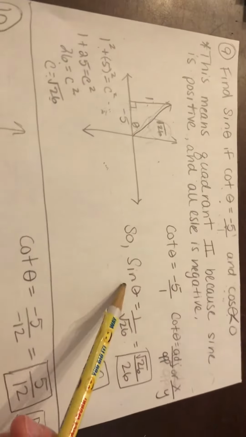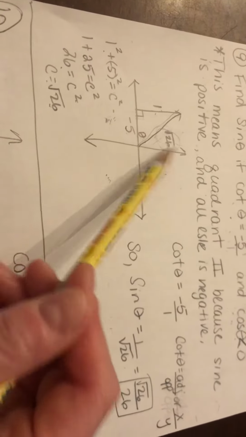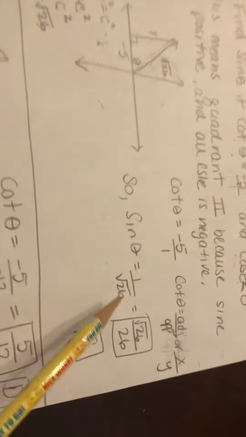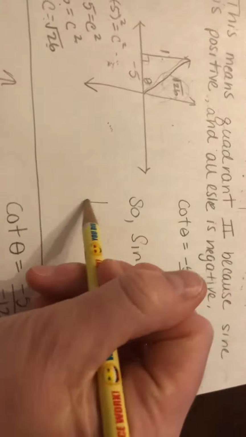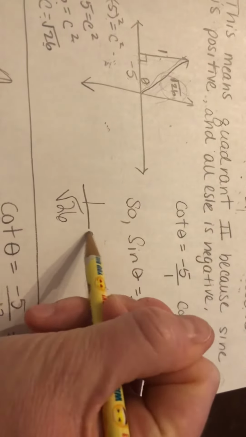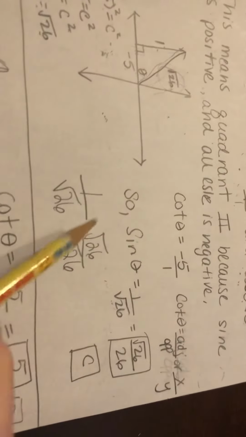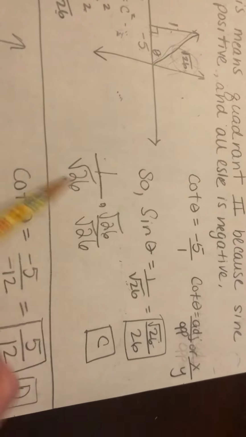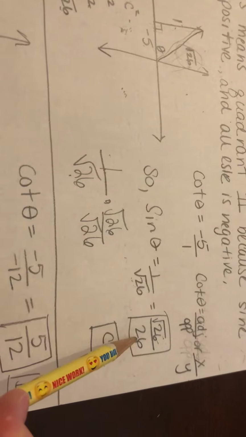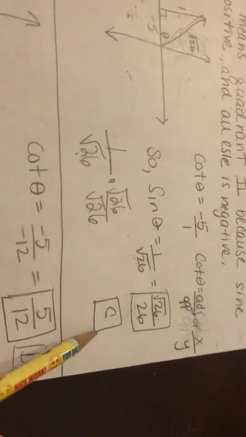So then I could just put sine of the angle theta is opposite, which is 1, over hypotenuse, which is radical 26. And you can't keep that in the denominator, so I have to rationalize, right? Multiply by radical 26 over radical 26, so that's how I get radical 26 in the numerator, 1 times radical 26, and then radical 26 times radical 26, the radicals cancel, right? And you get 26. So that's my answer, which is C.